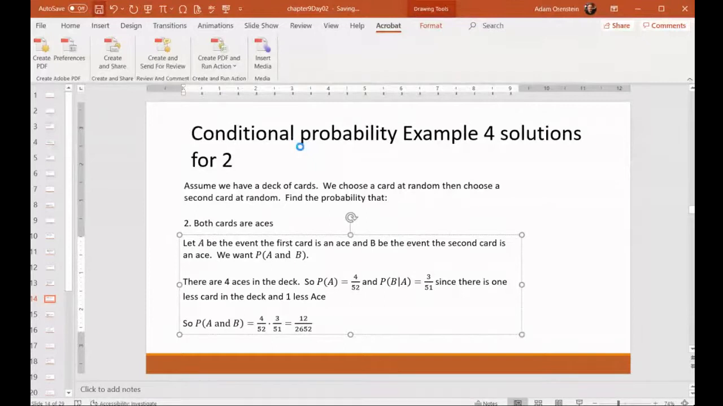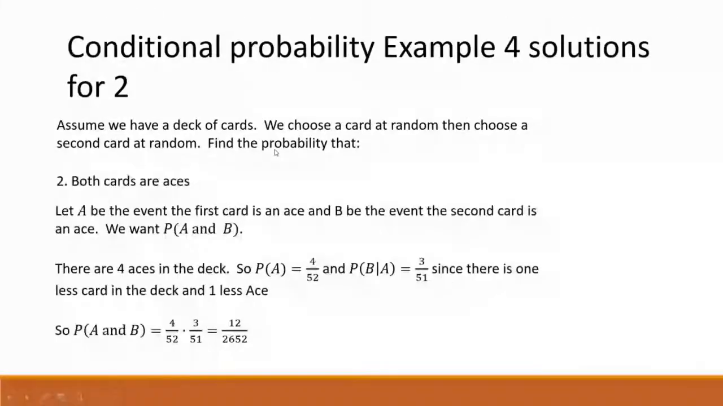Same idea, okay? So now what do we do? Again, same idea. We just multiply the probability of A times the probability of B given A. That's what we have here.